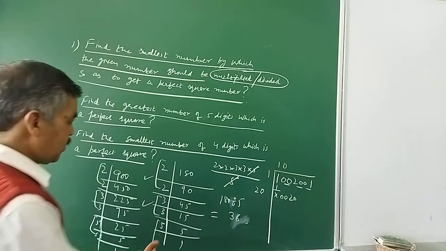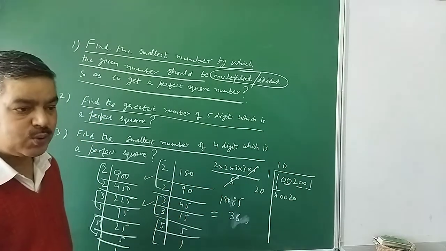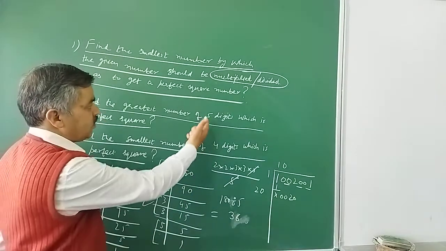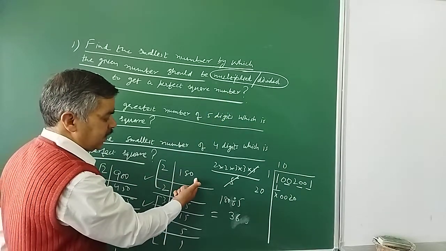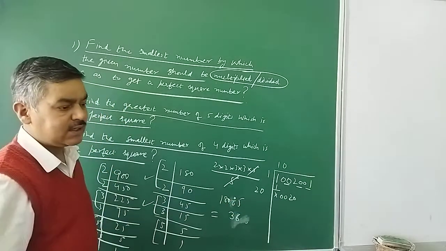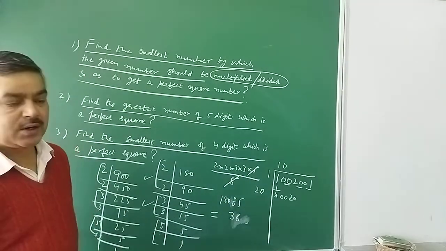So 5 is alone. If I multiply by 5, it will make it 900, which is a perfect square. In the case of division, again I can divide it by 5. When I divide 180 by 5, I will reach 36, which again is a perfect square. So you have to take care of that.